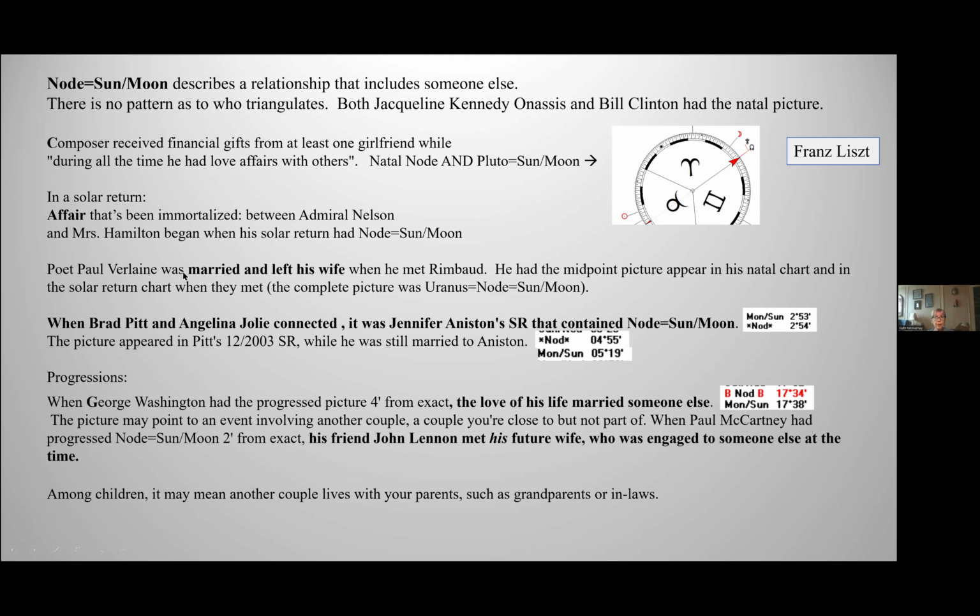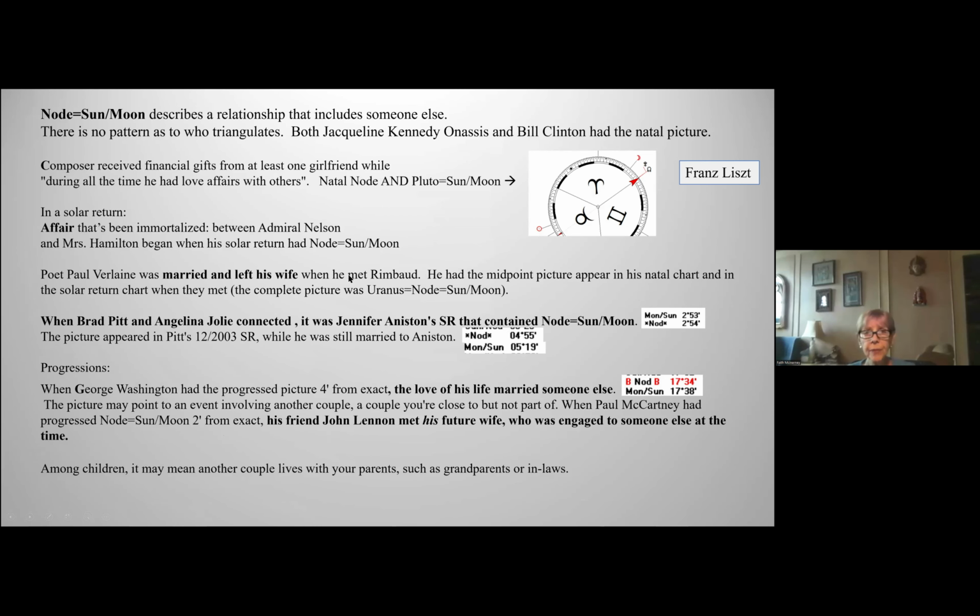So here's an example of a poet who was married. He left his wife when he met Arthur Rimbaud. This is Verlaine and Rimbaud, also a legendary relationship. So Verlaine had the midpoint picture. He had the natal midpoint picture, node equals Sun Moon, and it was in his solar return when he met Rimbaud, and the whole picture was Uranus equals node equals Sun Moon.